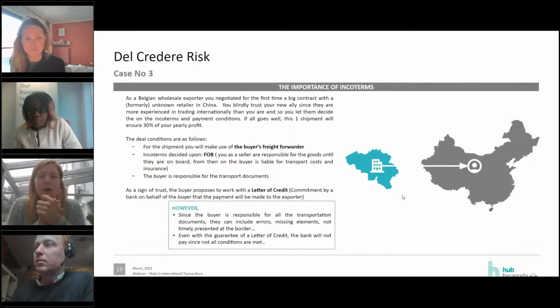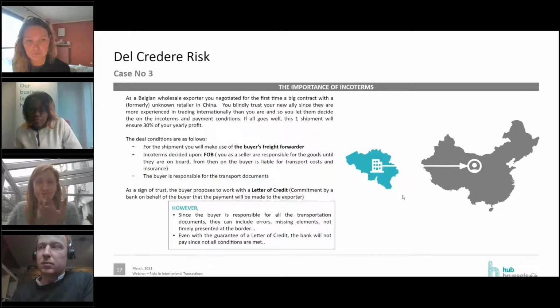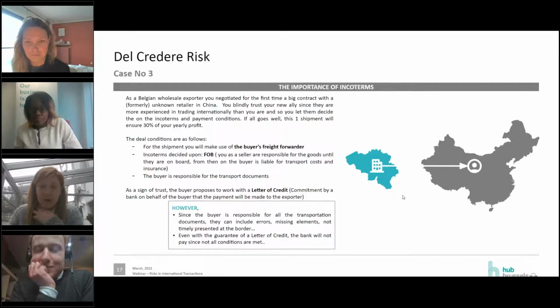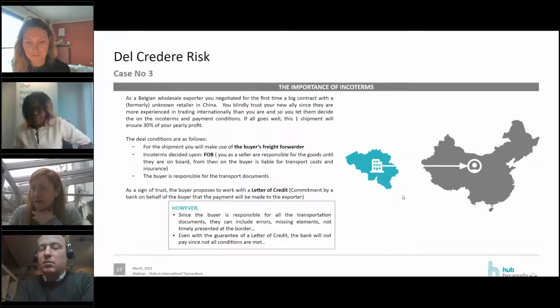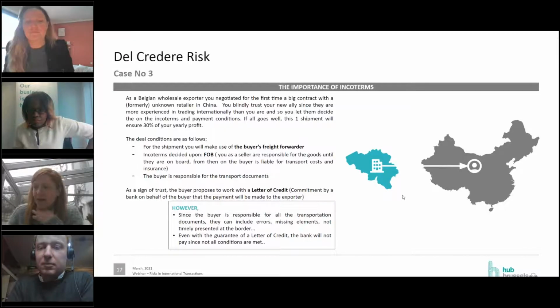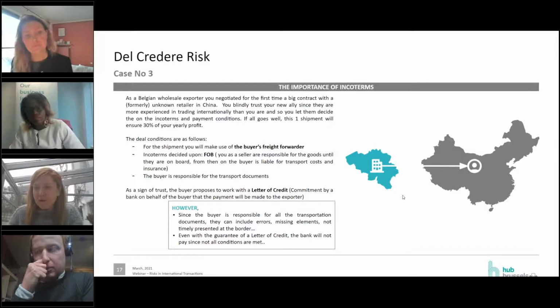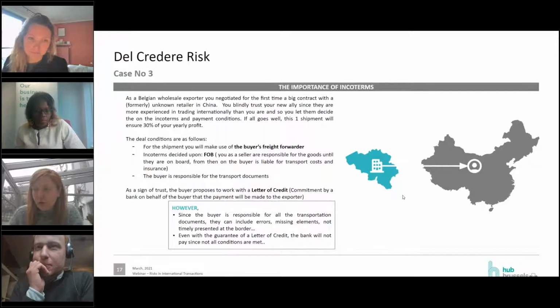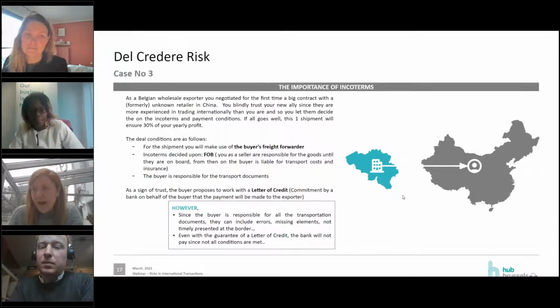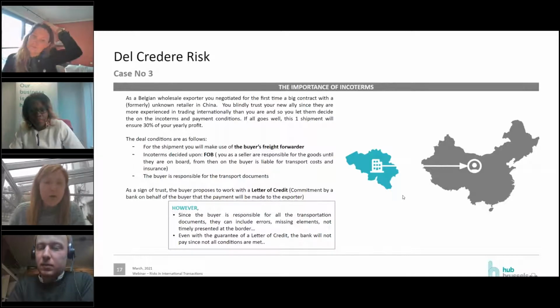Okay, so here we have a company. Let's take a Belgian company that exports for the first time to China, and the retailer in China is a very big company, so you trust them because they have more experience. So you let them decide on the Incoterm, the payment conditions, and everything. The deal is that the company will make use of the buyer's freight forwarder, and the Incoterm is FOB. So you as a seller are responsible for the goods until they're on board, and you're liable for the transport cost and insurance. And as a sign of trust, you use a letter of credit.